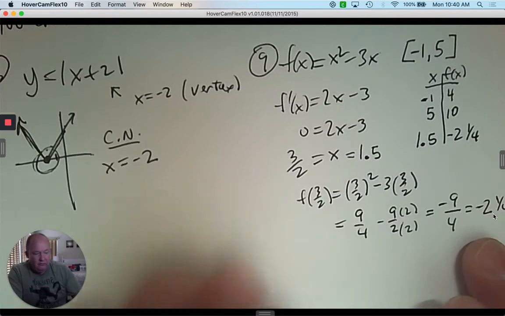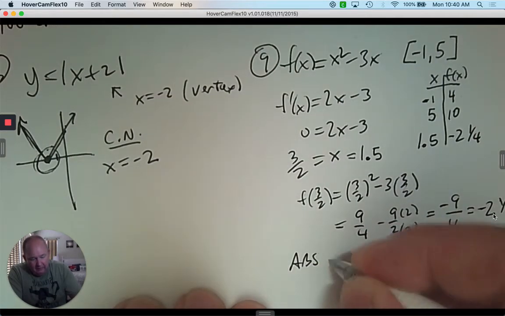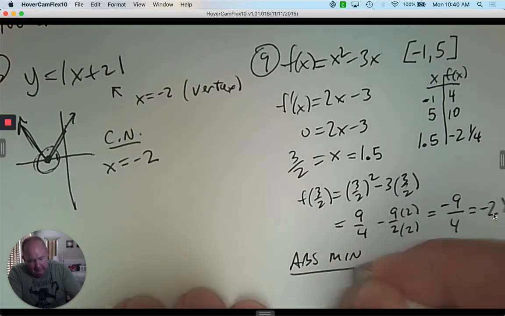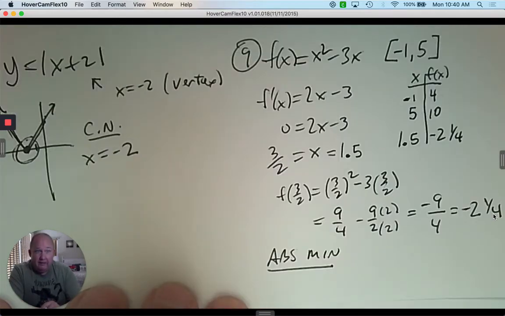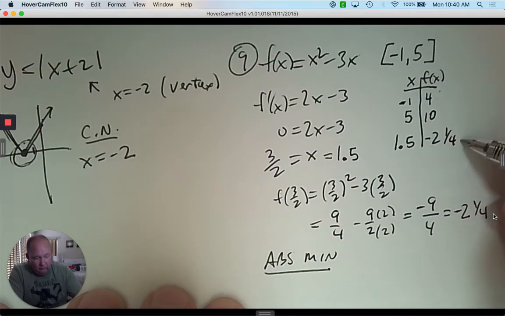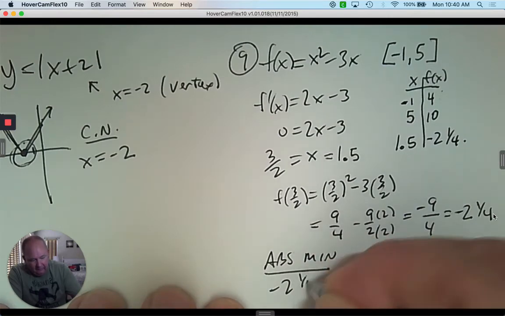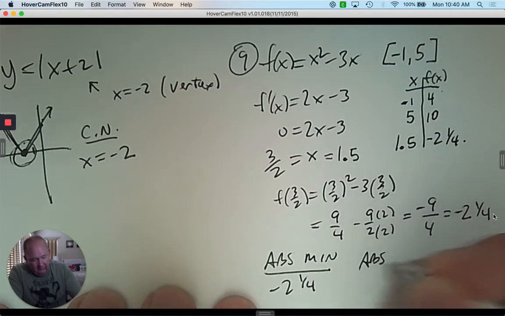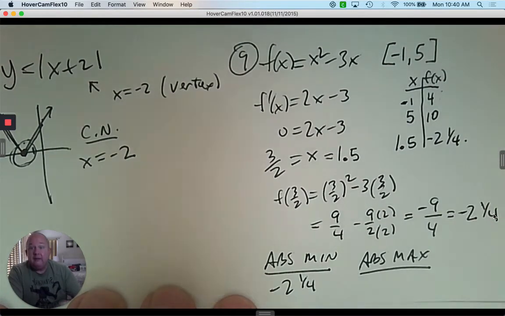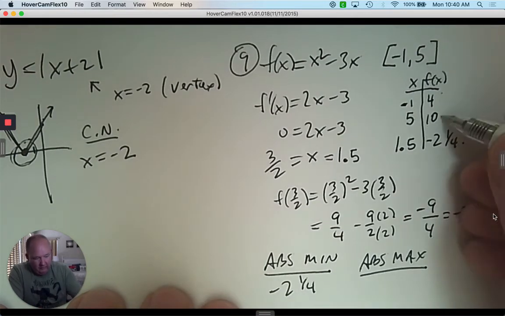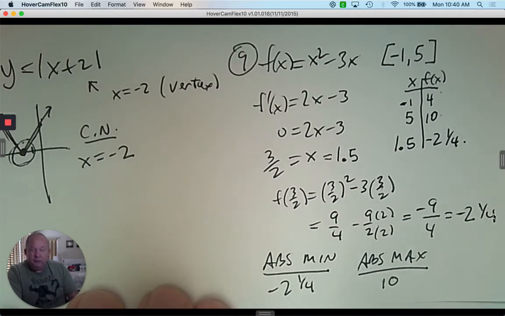So the question is, what is the absolute maximum and what's the absolute minimum? So we're just looking for the y values. So of these y values, which one's the smallest one? And it's negative 2 1/4. Then I also look at, of these, which is the largest y coordinate. So the greatest y coordinate is 10. And so when they ask for the absolute max and min, they're just looking for the y coordinate.